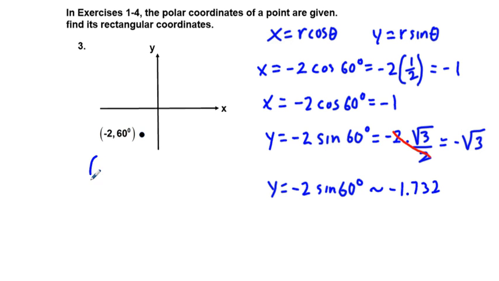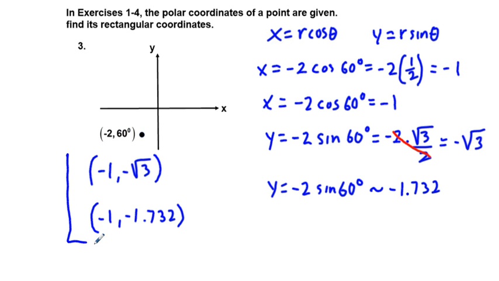So again, we have the rectangular coordinate form of these polar coordinates: x is equal to negative 1, comma, negative square root of 3. Or if we just use the calculator to figure it out for us, we would have negative 1, comma, negative 1.732. So these will be our answers to problem 3.